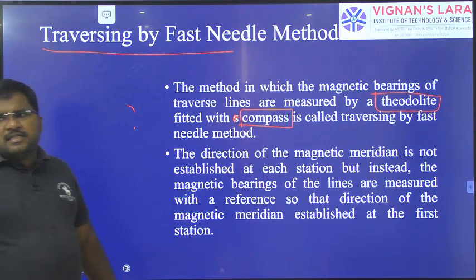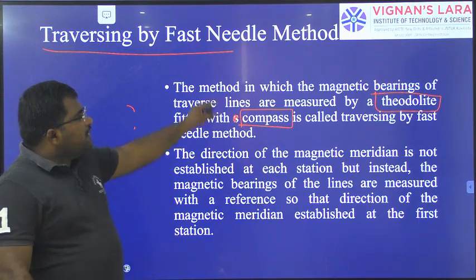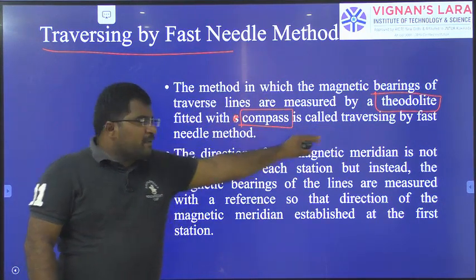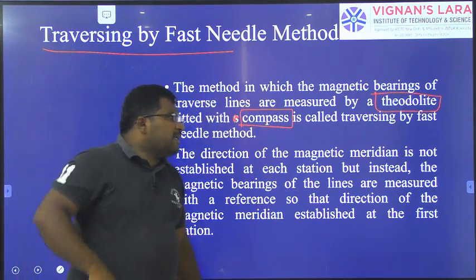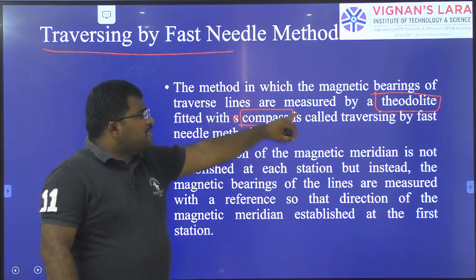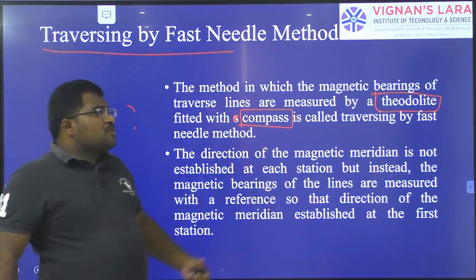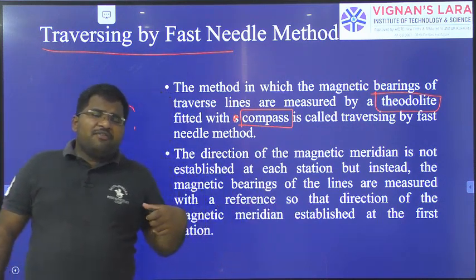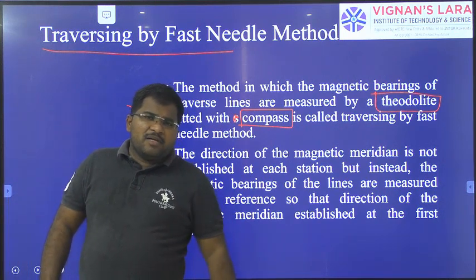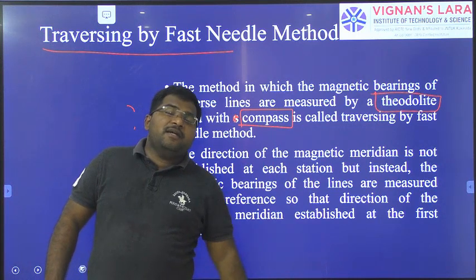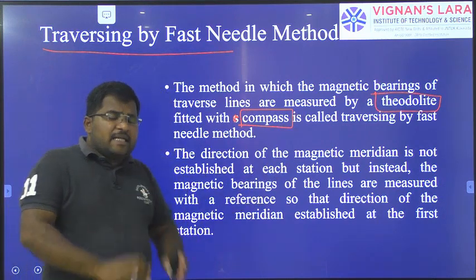At every station you are going to measure the angles with the help of the theodolite, and with respect to the compass, those are called bearings. The magnetic bearings of traverse lines are measured with a theodolite. Why? Because with a compass we don't have readings in terms of minutes and seconds, so we won't get the exact value. Only by using the theodolite are we going to get a very exact, accurate value.